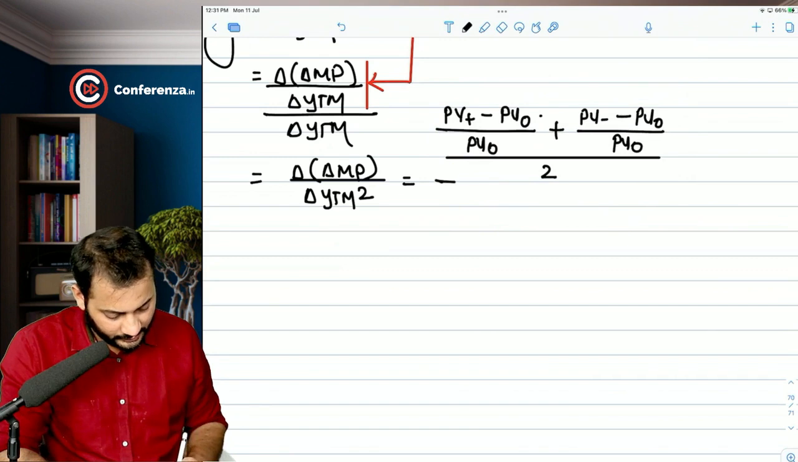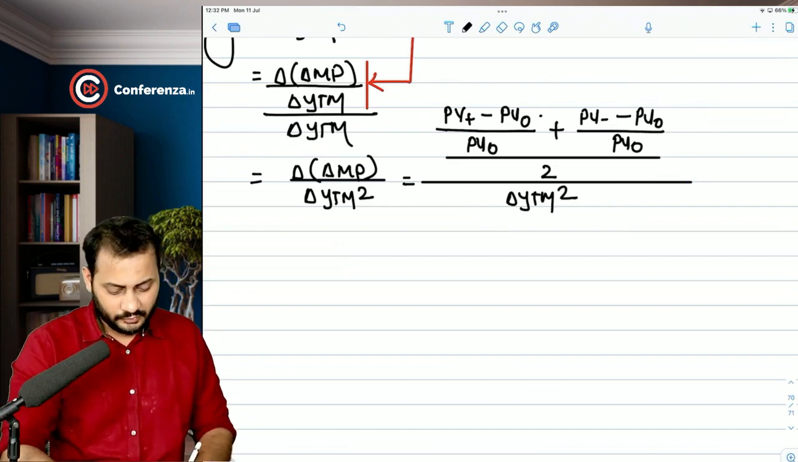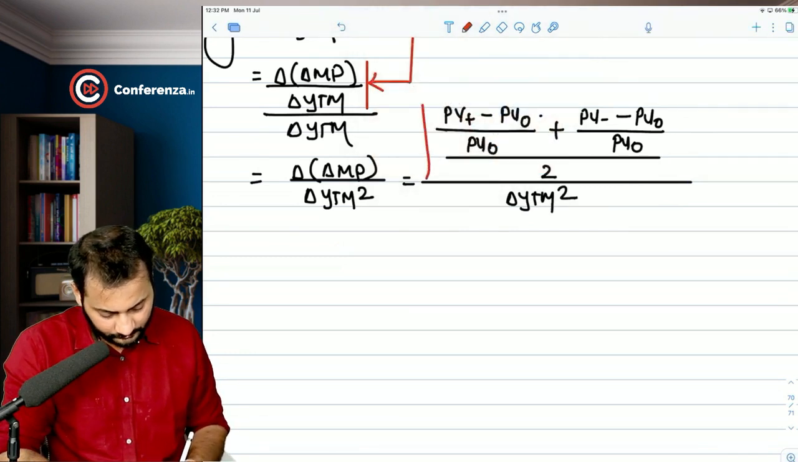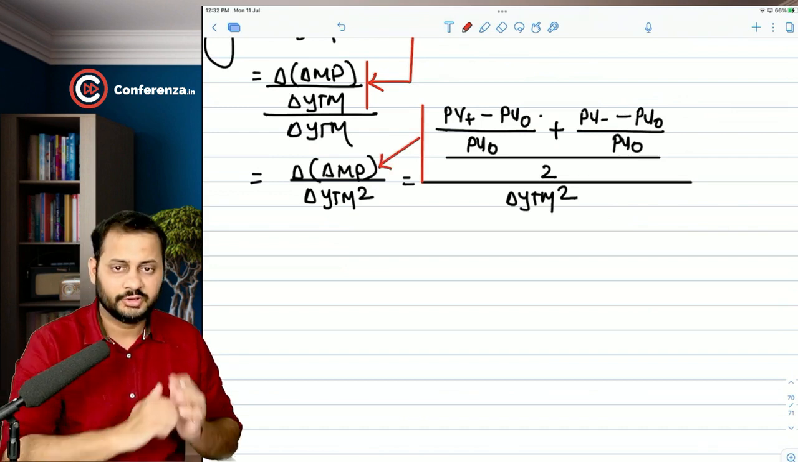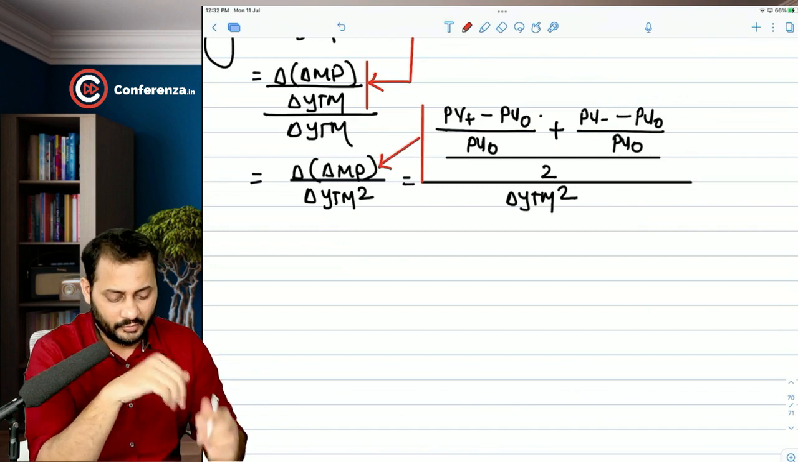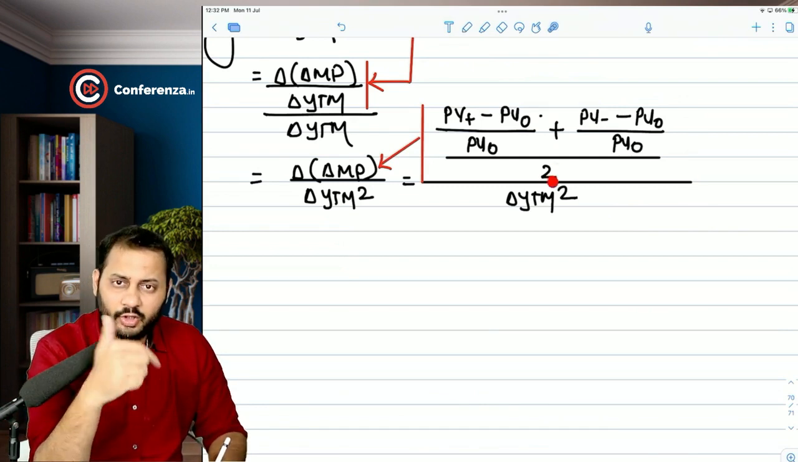Okay, then divided by change in YTM square. This entire thing is described by the single change in market price. Do you agree with this? Okay, now what will happen? This 2 will go in the denominator.